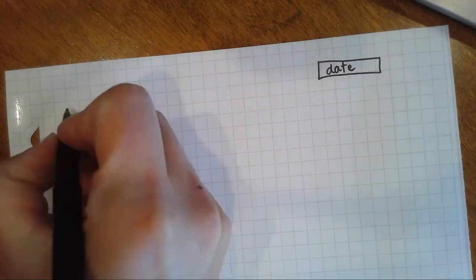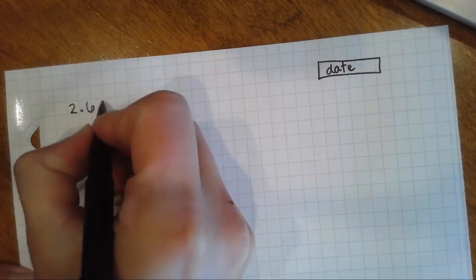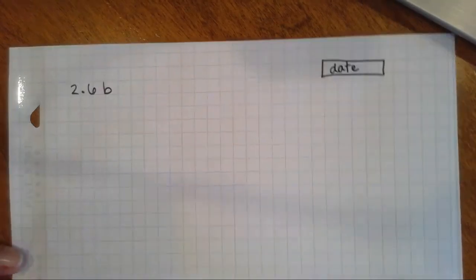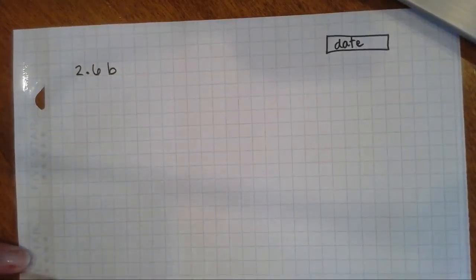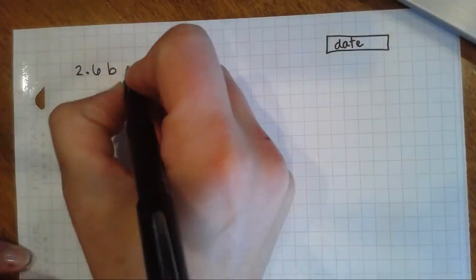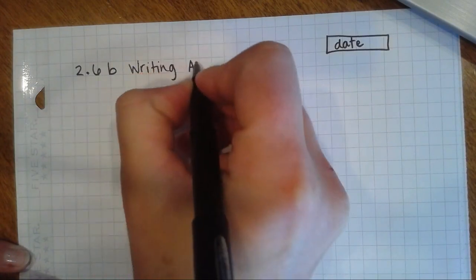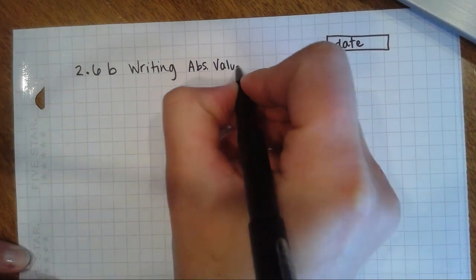And then I'm going to just call this 2.6b. And we'll call it writing absolute value inequalities.